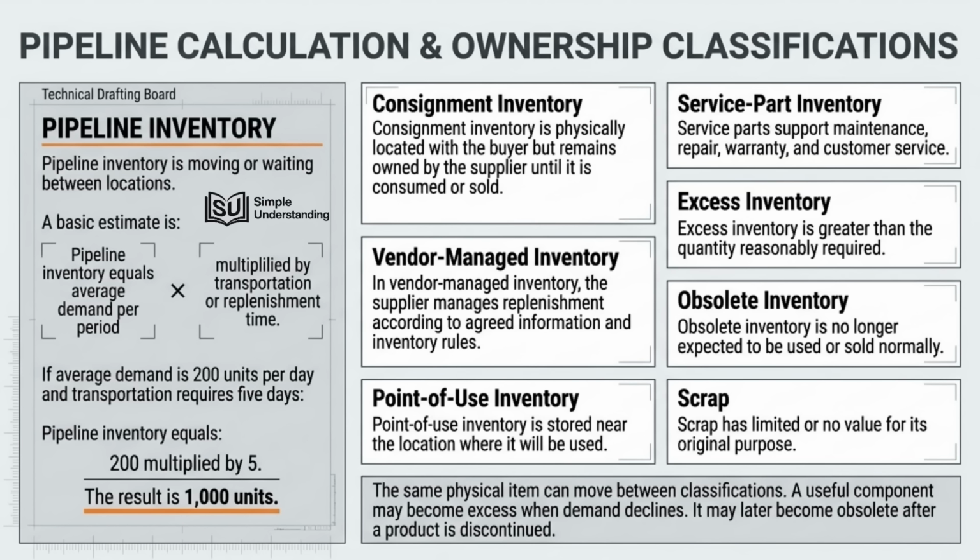Excess inventory. Excess inventory is greater than the quantity reasonably required. Obsolete inventory. Obsolete inventory is no longer expected to be used or sold normally. Scrap. Scrap has limited or no value for its original purpose. The same physical item can move between classifications. A useful component may become excess when demand declines. It may later become obsolete after a product is discontinued.